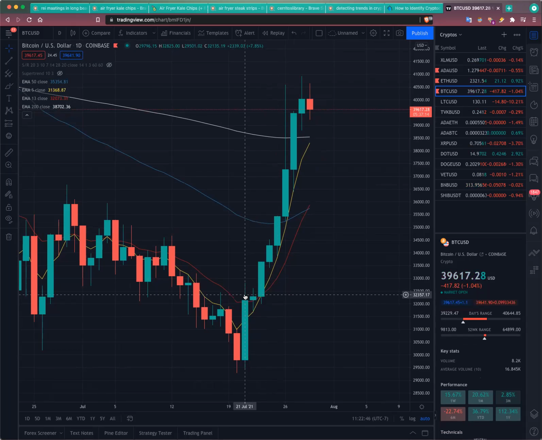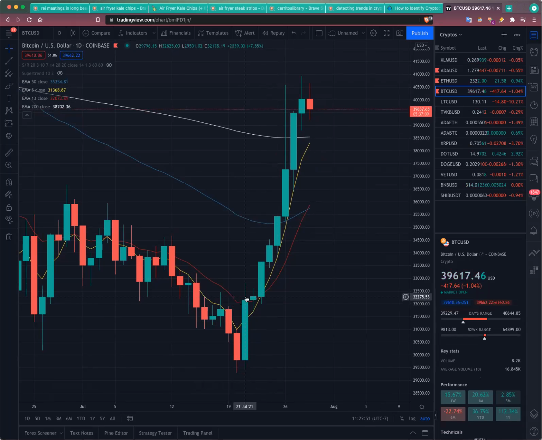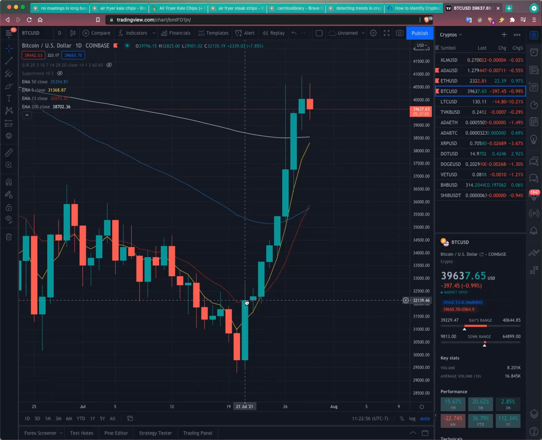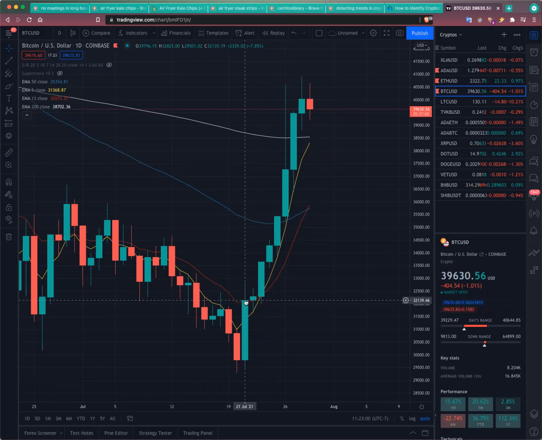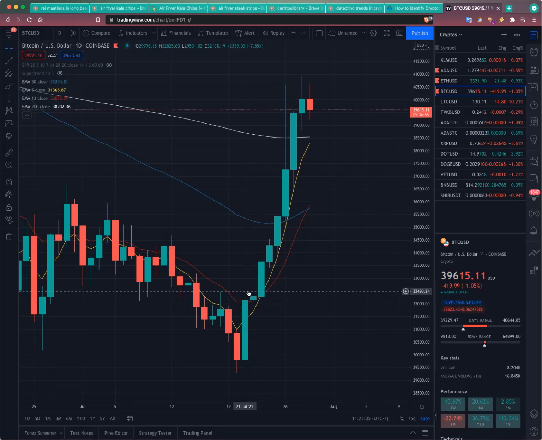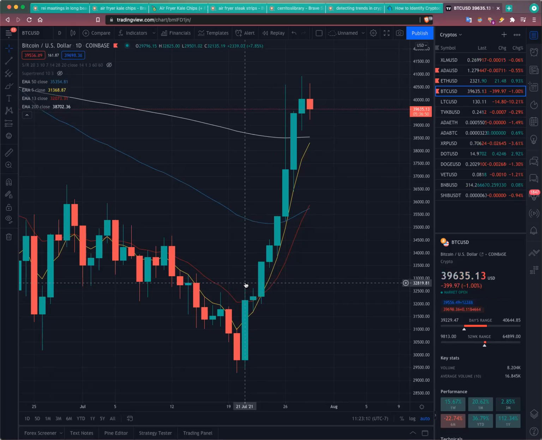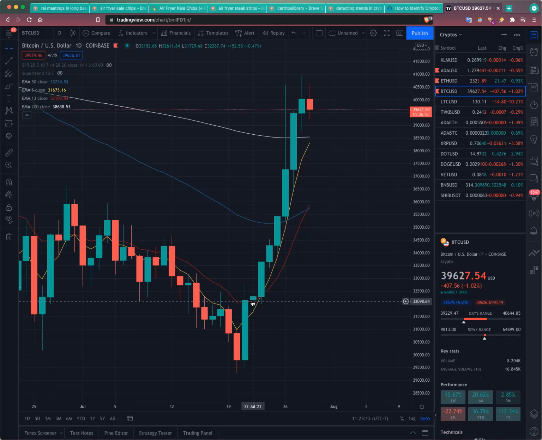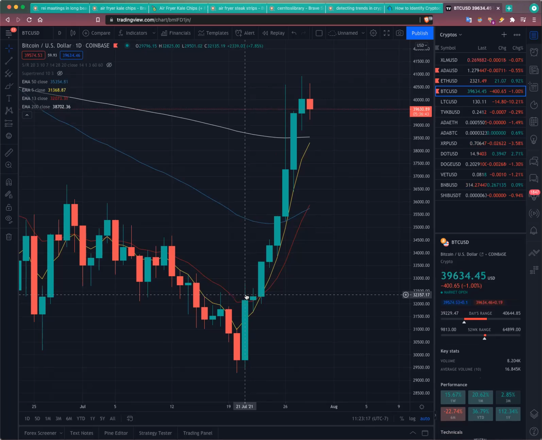These little lines in the middle are called wicks. That's how high the price went during the market day. So this one, it looks like when the market opened, it opened at 32,139, but it looks like it got as high throughout the day as about 32,819, right? So that's what these little boxes represent. And the wicks mean that's how far the price went that day, right?